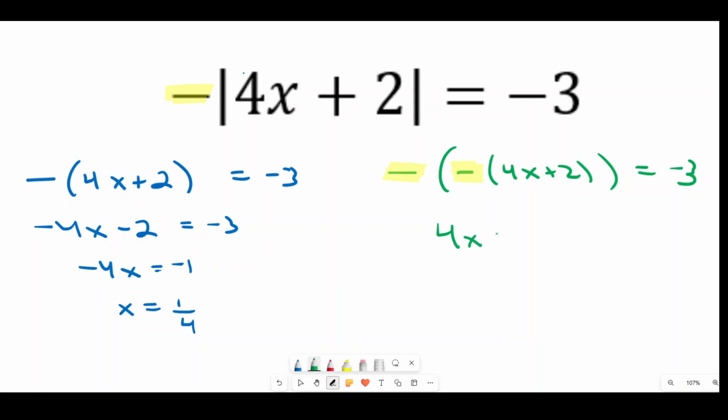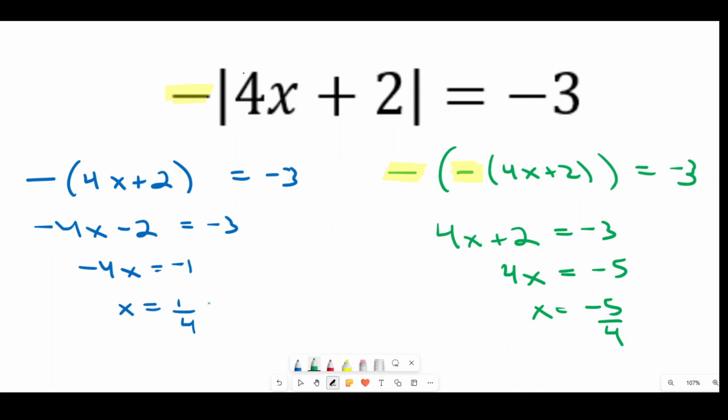So I actually just have positive 4x plus 2. But just make sure that when you're copying things that you don't lose track of which negative you've written and not write both of those negatives, so you know it's positive. So then I'm just solving for x. So 4x equals negative 5, and x is negative 5 over 4. So I've got two answers.